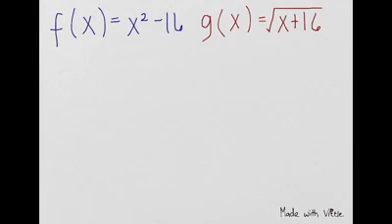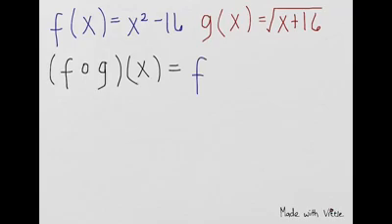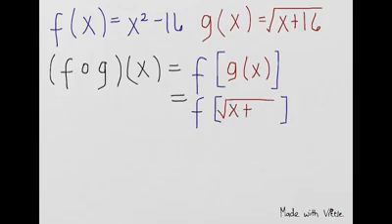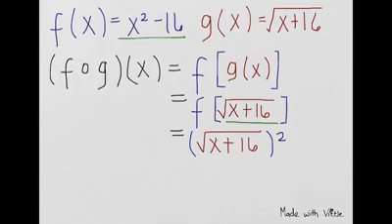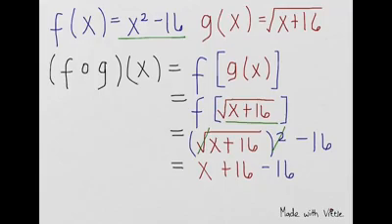In this example, f of x is equal to x squared minus 16, and g of x is equal to square root of x plus 16. We will solve for f of g of x. This means that we're going to plug g of x inside of f. g of x is equal to square root of x plus 16. Substituting this for every x in the f function, we would get square root of x plus 16 squared minus 16. This would cancel out, leaving us with x plus 16 minus 16. 16 minus 16 is 0, so that leaves us with x. We now have our f of g of x.